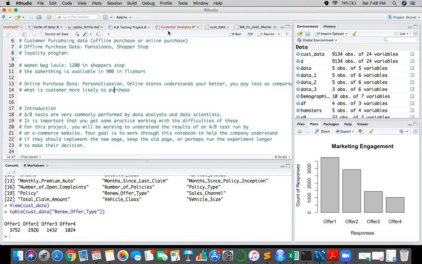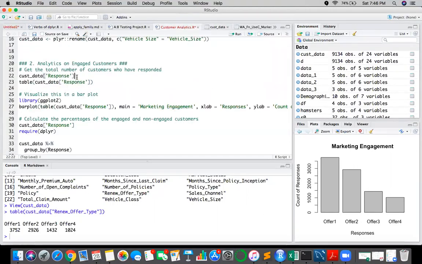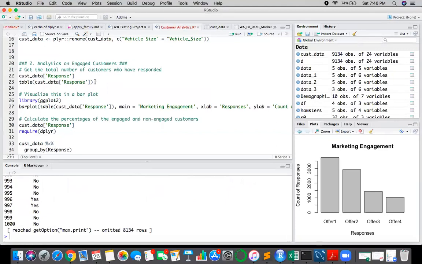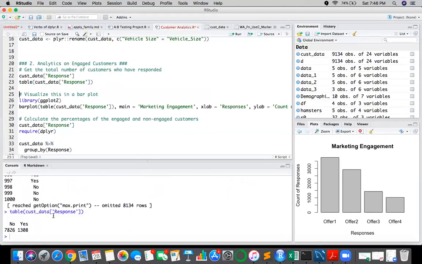Okay, so let's get into the data and see how the responses are. It is yes and no. I'll take a count of how many yes and how many no. I saw that only 1300 customers responded to the advertisement, and 7800 customers did not respond. Okay, so what is the ratio of response if I want to check?